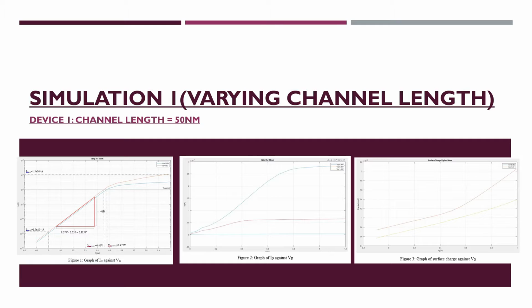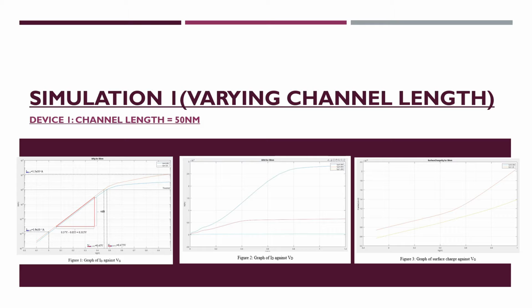First of all, for our simulation 1, we are varying the channel length of the MOSFET to obtain different graphs and their parameters. For device 1, we have set the channel length to 50 nanometer to obtain the ID-VD graph, and the graph of surface charge against gate voltage.